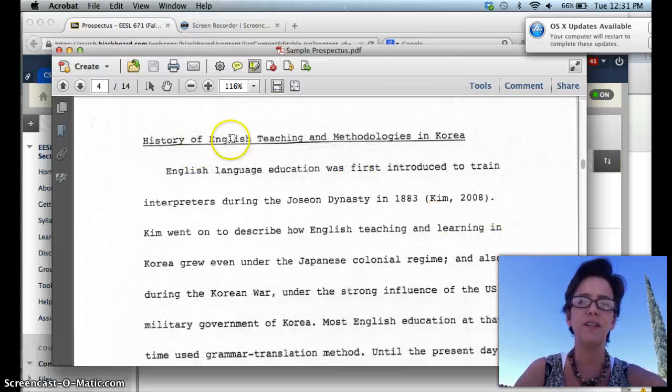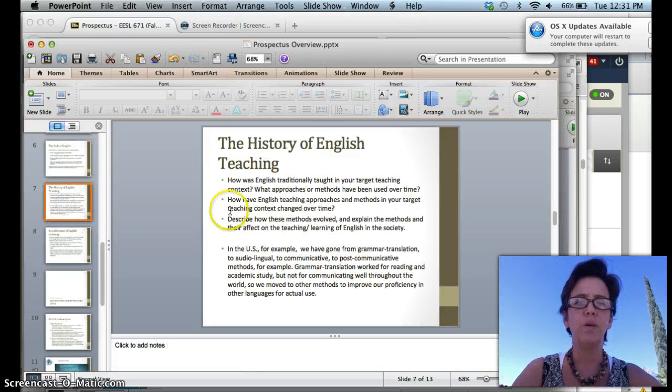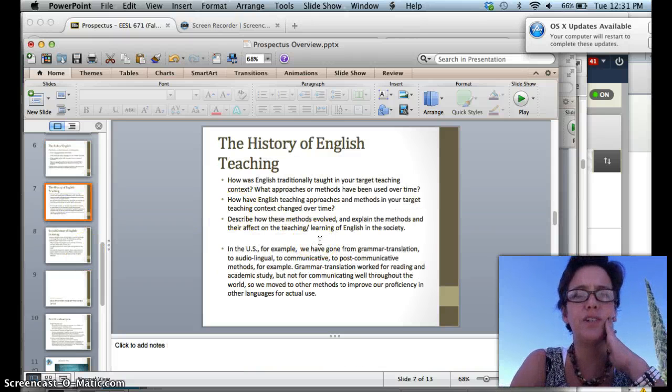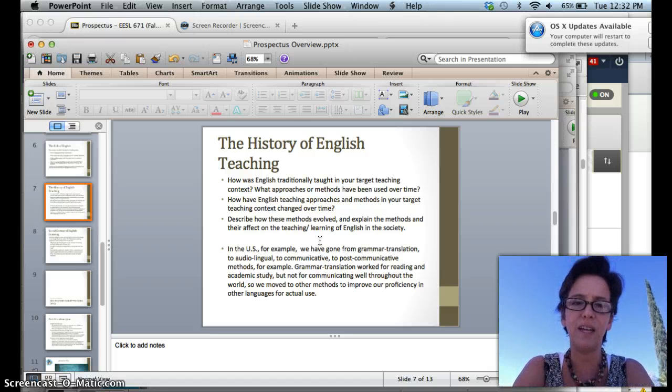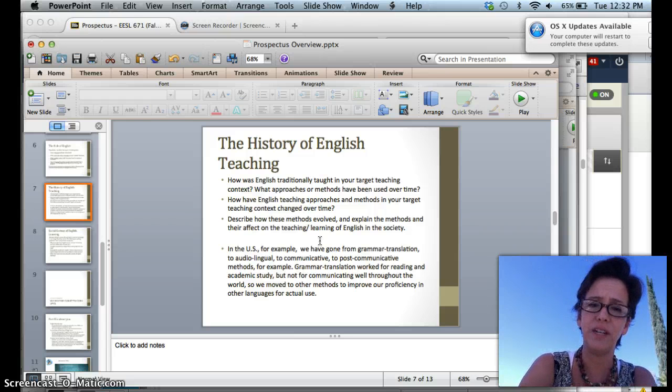Now we have a section on the history of English teaching and methodologies. So, the history of English teaching is about English teaching methodologies in the society in question. How was English traditionally taught in your target teaching context? What approaches or methods have been used over time? How have English teaching approaches and methods in your target teaching context changed over time? And describe how these methods evolved and their effect on teaching and learning.